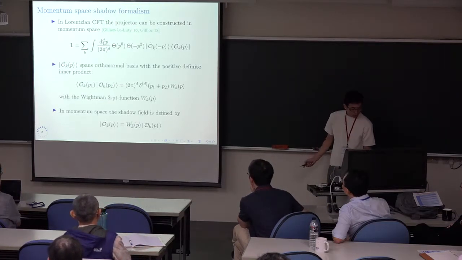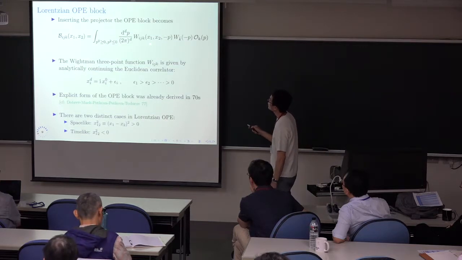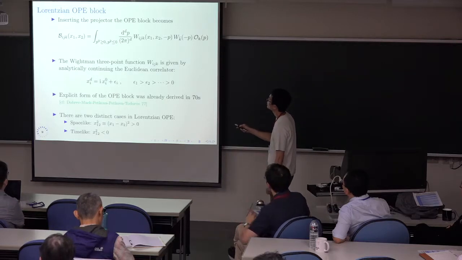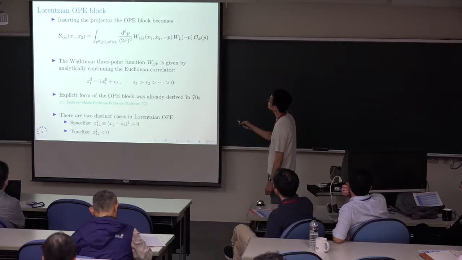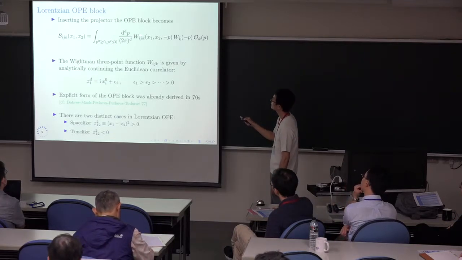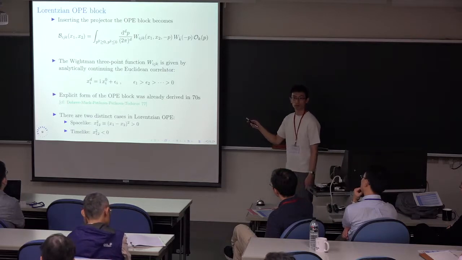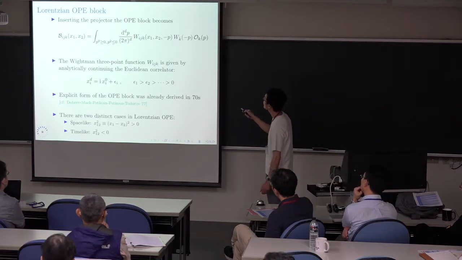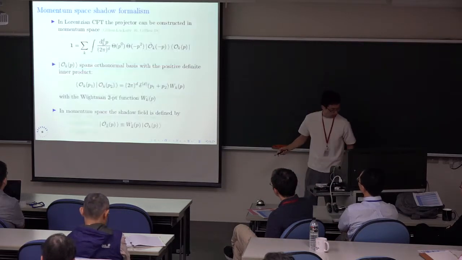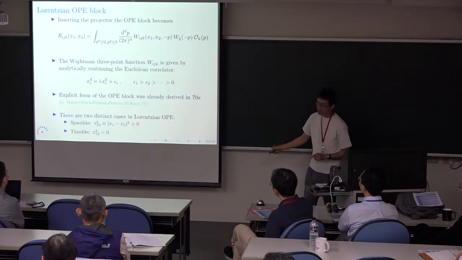So now I'm going to use this projector to construct the OPE block. If you then just apply the momentum space shadow, you will end up with this form. Here we have a three-point function, W_ij. This is actually just the Wightman three-point function in the given ordering, but now the third operator is Fourier transformed. It is in the momentum space representation. And you multiply the two-point function, because you are supposed to have O tilde here. So O tilde is defined by this, and you end up with this form.